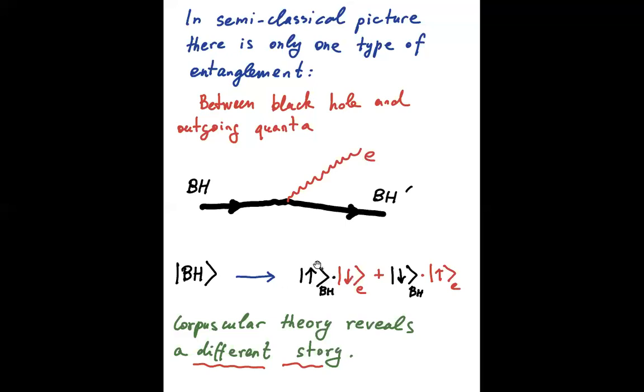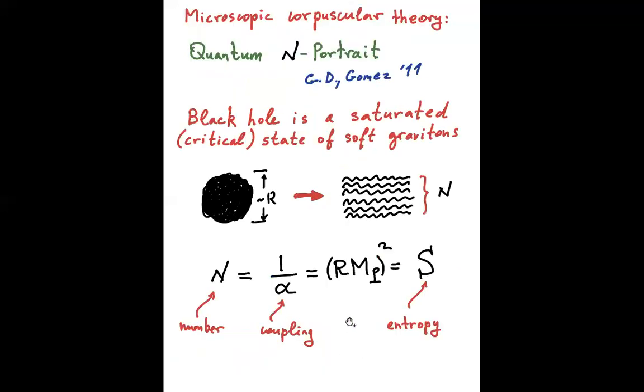So this is, let me call it, outer entanglement, so external entanglement. In the semi-classical picture, the only entanglement you can capture is external entanglement. Now, in order to understand what is going on with this state, black hole prime, you need a corpuscular theory, okay? And this theory reveals a very different picture.